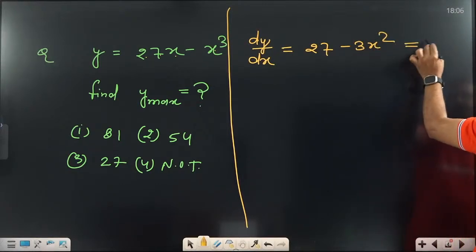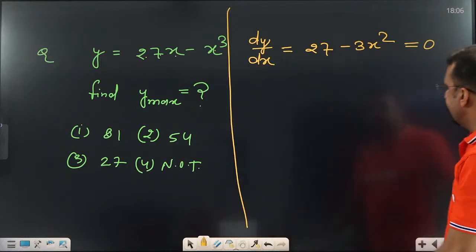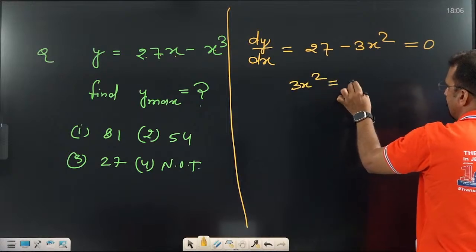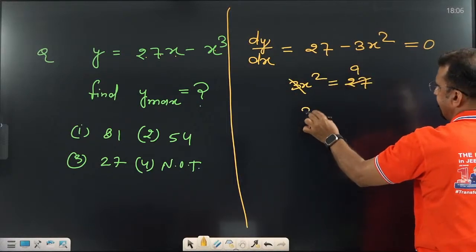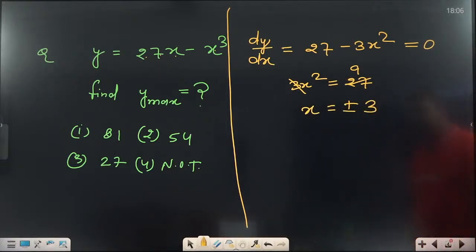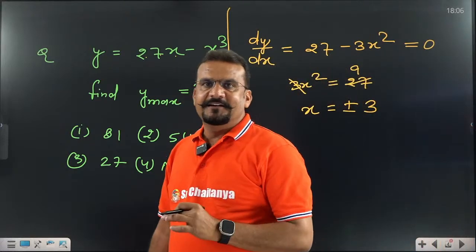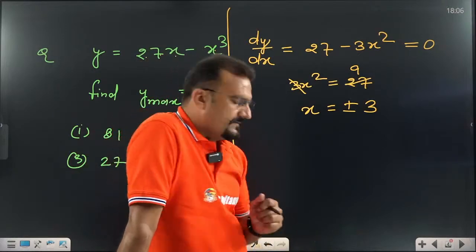Then put dy by dx equal to 0. This is the first step. When dy by dx equals 0, 3x square equals 27. This is 9, which means x equals plus minus 3. Two values we obtain. See, this question is very logical, and framed for you guys, so that you can have a clear idea about maxima and minima.